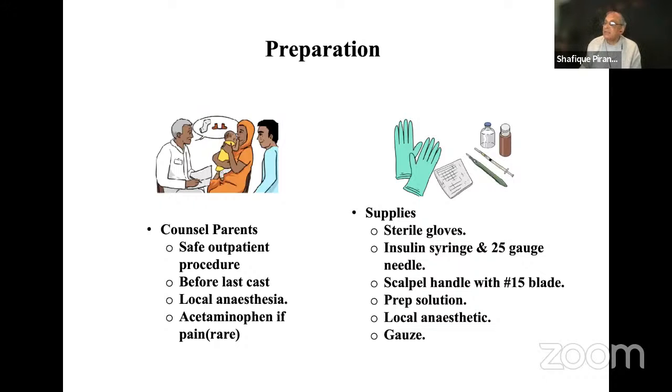The supplies are very, very simple. Everything is usually available. I like to use an insulin syringe or a TB syringe with a 25 gauge needle for my local anesthetic. It's just a simple 1% lidocaine. Any kind of blade that's available, 15 blades are universally available, a little bit of prep solution, and some gauze. And that's all you basically need.